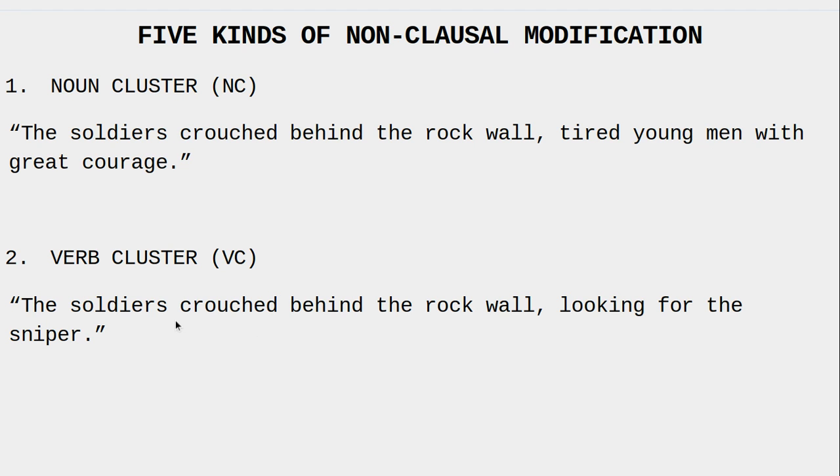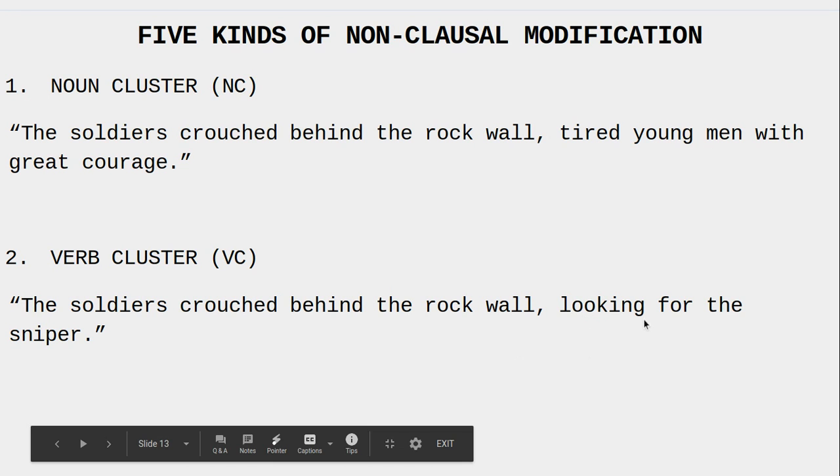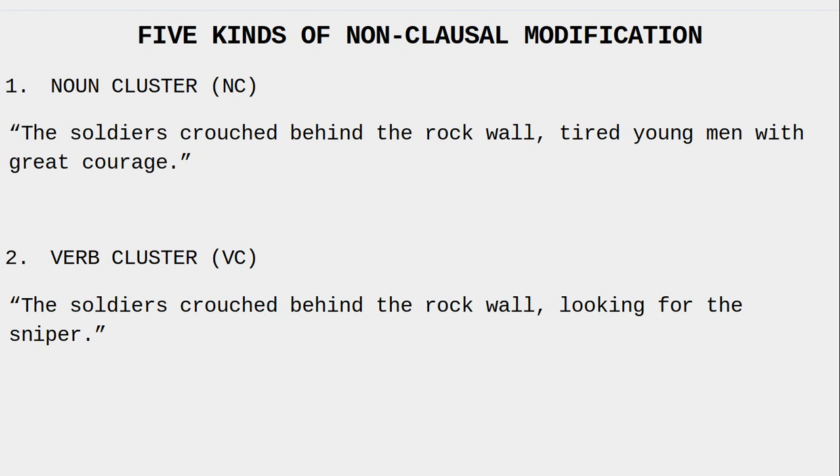And like in this case, looking for the sniper is a way that we add meaning to soldiers, right? What they're doing. Okay.